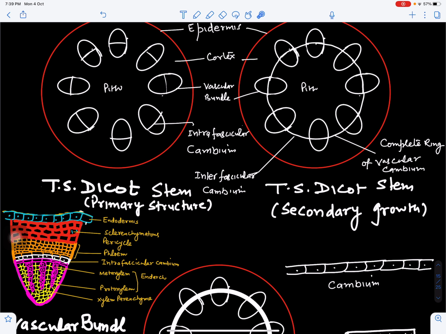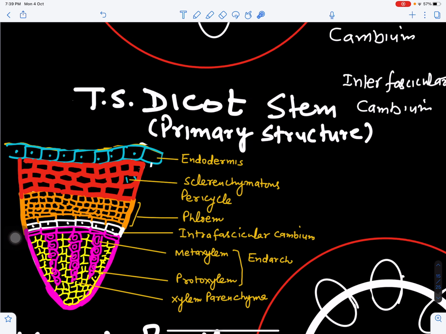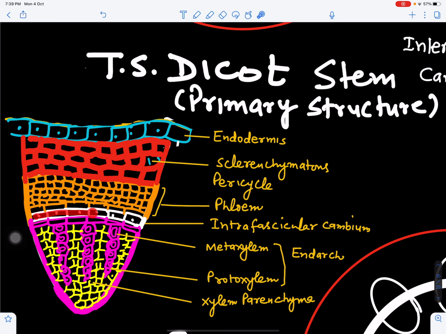Now if we see each vascular bundle, this has cambium in the center, and this part is xylem, this part is phloem, this is its pericycle, and this is the endodermis, which is delimiting the vascular tissue from the cortical zone. This cambium is very important for the secondary growth. This cambium is also called intrafascicular cambium.